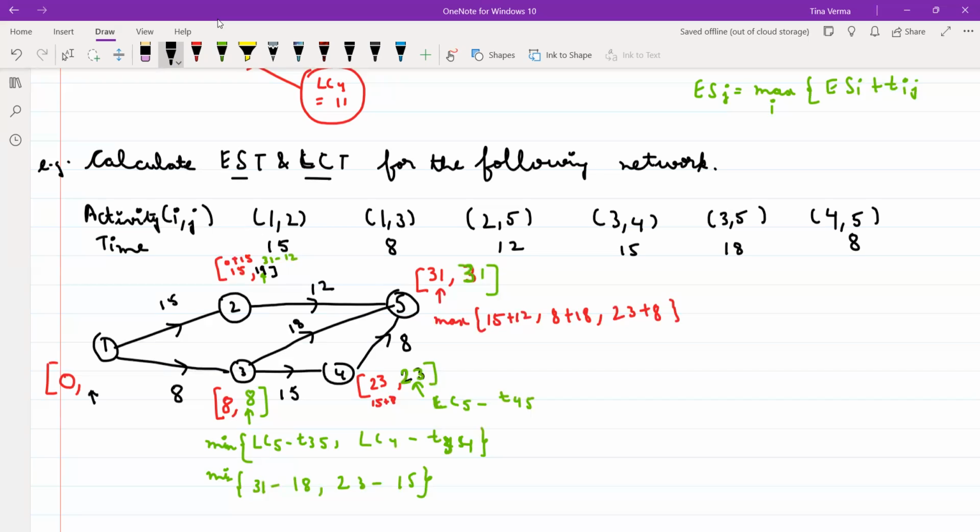And for the first activity, the first activity is coming from 2 and 3. So I'll calculate the minimum of LC2 minus T12, LC3 minus T13. So that is coming out to be 0. Is it clear? So in this way you calculate your earliest starting time and latest completion time. Any doubt till here? Okay, thank you.